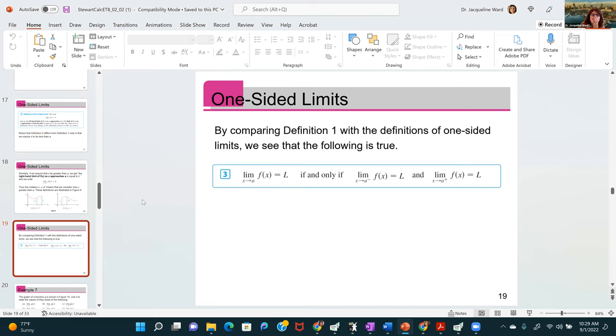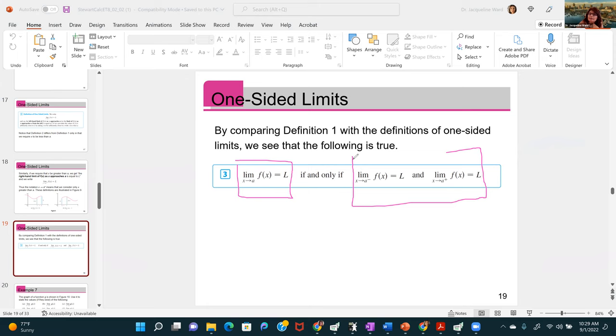Comparing definition one with the definitions of the one-sided limits, we see that the limit as x goes to a of f equals L is true if and only if both of the one-sided limits are true. So you need the limit from the left and the limit from the right to be L, or the limit in general to be L, okay? So when we don't specify from the left or the right, this means you have to have both from the left and the right. If and only if, right? That has the implication both ways, okay?